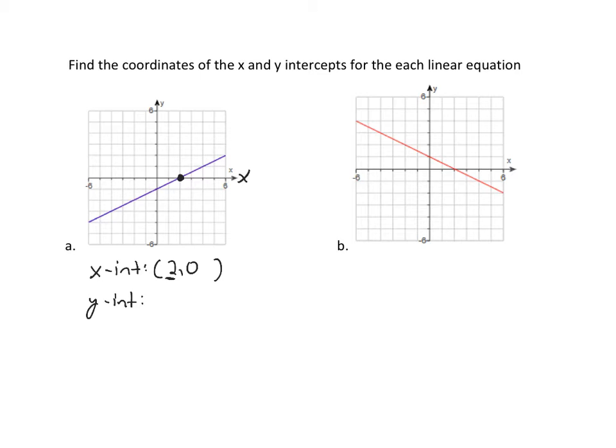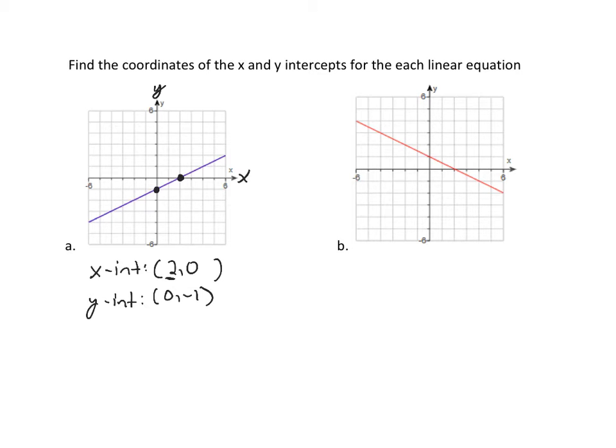The y-intercept would be where we intersect the y-axis. That would be this point here. Its coordinates would be 0, -1. Notice that this is where x equals 0. When x is 0, y is -1.